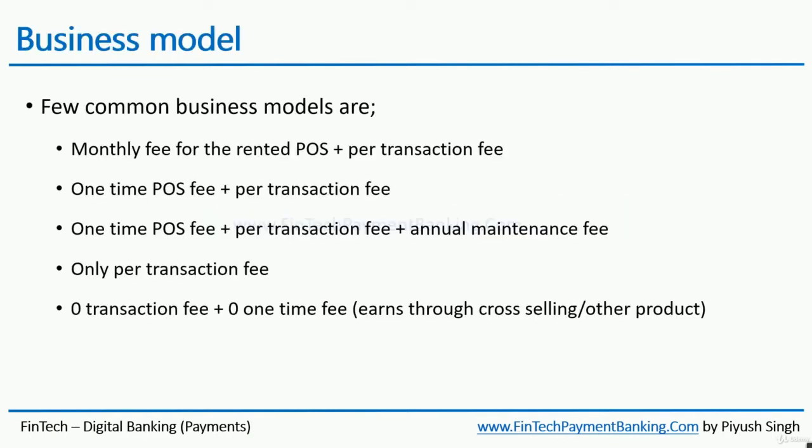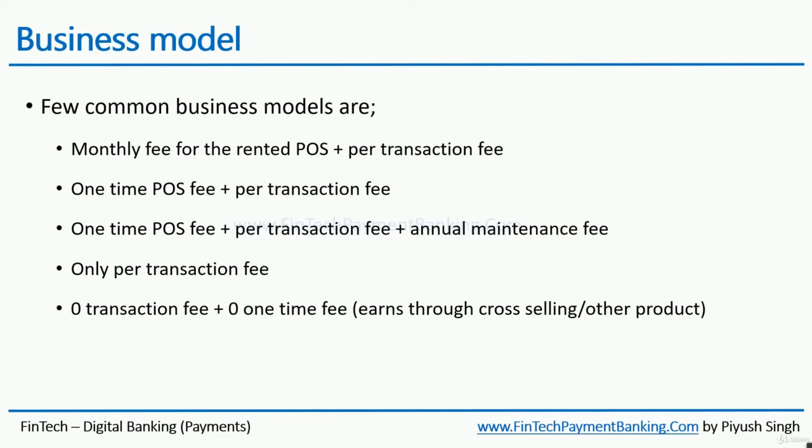A few of the business models which work in the POS industry are, number one, where the POS machine seller or the acquiring entity or the acquirer bank charges a monthly fee for the rented POS plus a per transaction fee. The second model is where the acquirer charges a one-time POS fee and then also a per transaction fee. And the third category is where the acquirer charges a one-time POS fee plus a per transaction fee plus an annual maintenance fee to provide services like troubleshooting, training and other kinds of services.